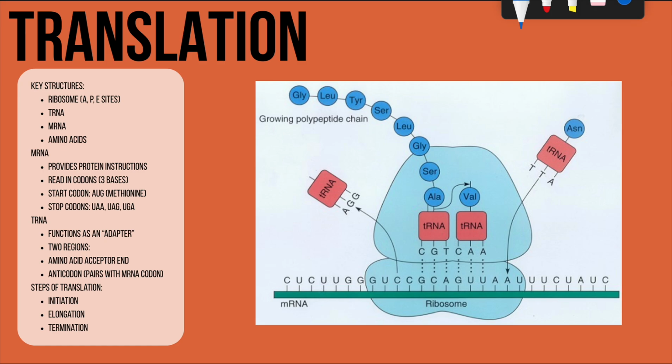So then during elongation, tRNA brings amino acids to the A site, where peptide bonds form and the ribosomes shift as the chain grows. And then finally, in termination, a stop codon is reached and a release factor binds, and the ribosomes separate and the completed protein is released, which is what happens in this picture right here.